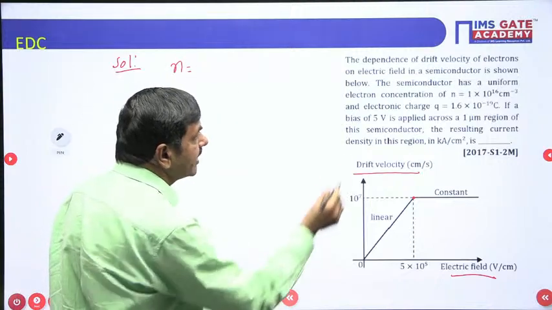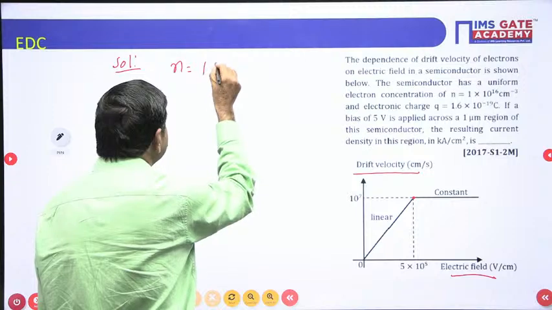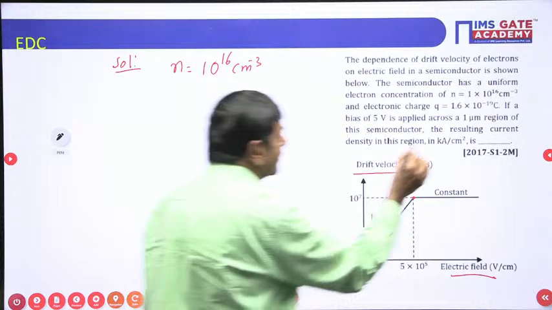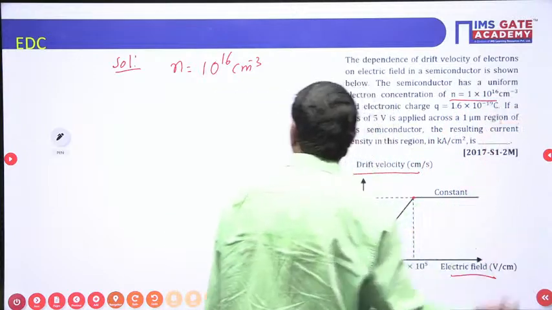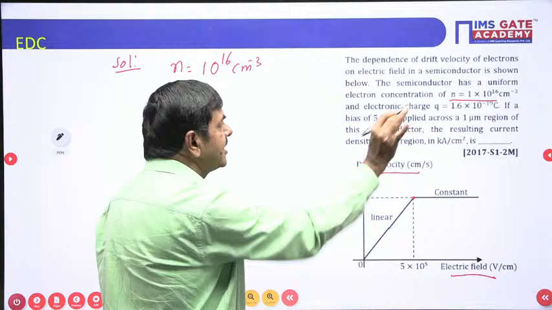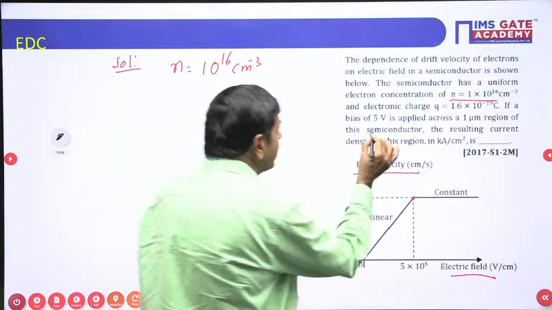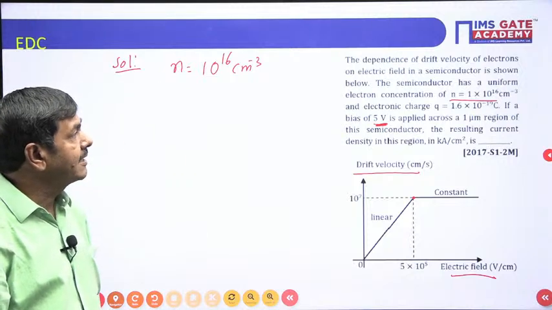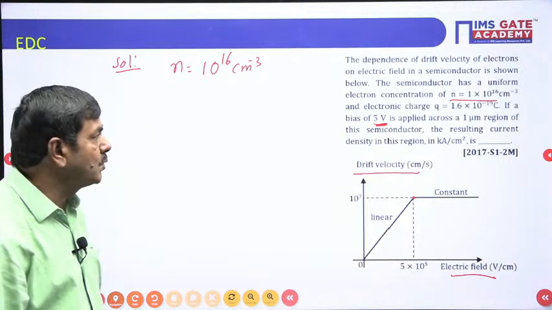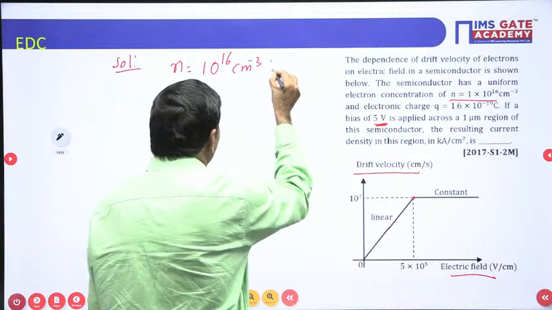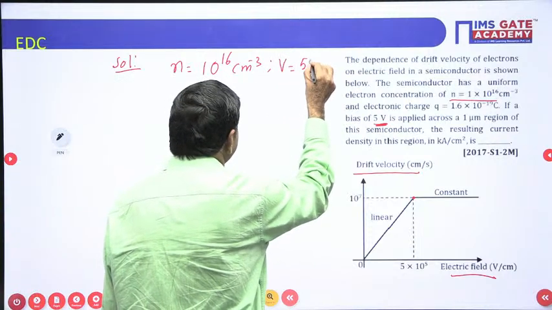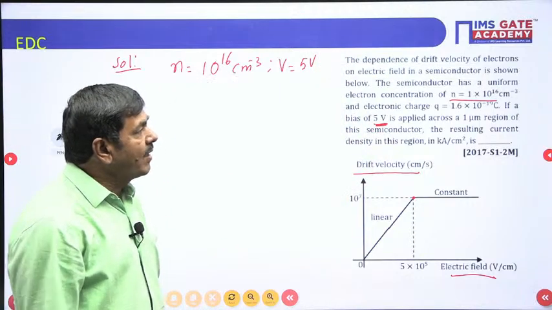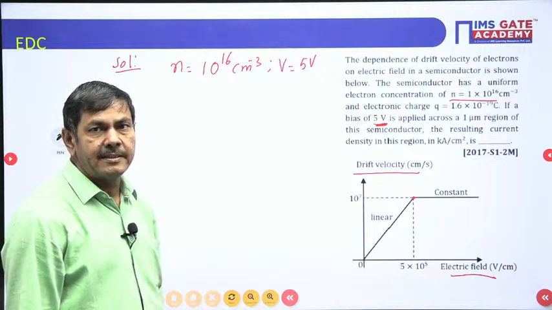N equal to 10 power 16 per cm cube is given, the concentration of electrons. Charge is given, we know very well. Supply voltage V is given as 5 volts. If this semiconductor is connected to a voltage source of 5 volts, the 5 volts is applied across a 1 micrometer region of this semiconductor.